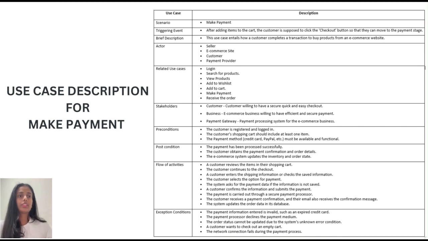So for the scenario, this is the make payment scenario, and in here we have shown trigger, event, brief description, and who are the actors that are connected to this use case, and relevant use cases for this use case, and what condition should be met to come to this use case, and what are the post condition of this use case, flow of the activities, and exception conditions for this use case. So here you can see the use case description for make payment.